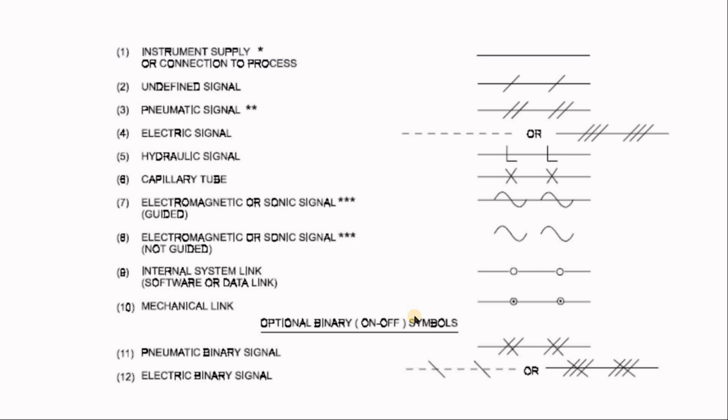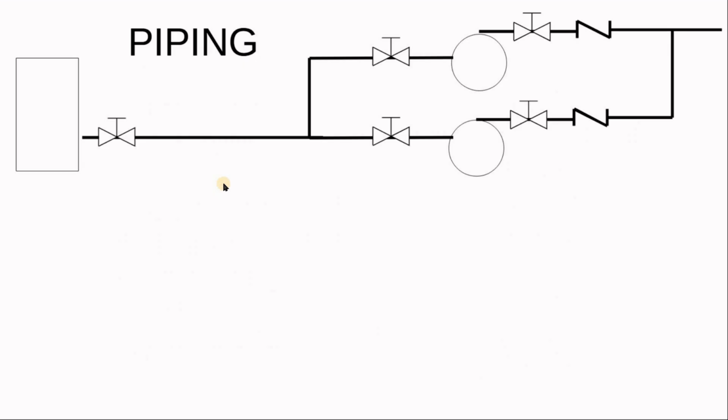Let's now look at where you get all those lines and shapes and things. This is in the ISA. They designate a straight line for instrument or process connection. Dotted line or dash is for electrical signals. With strokes here, this is a pneumatic, hydraulic, and so on. So you can see now this line is a process line.